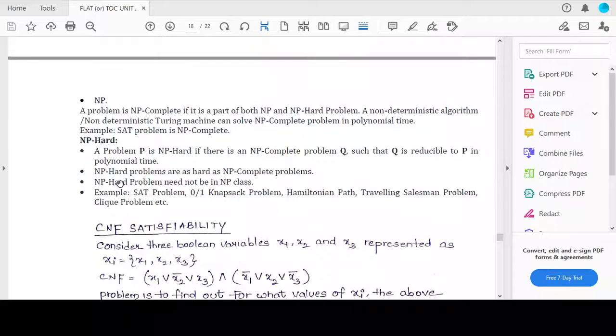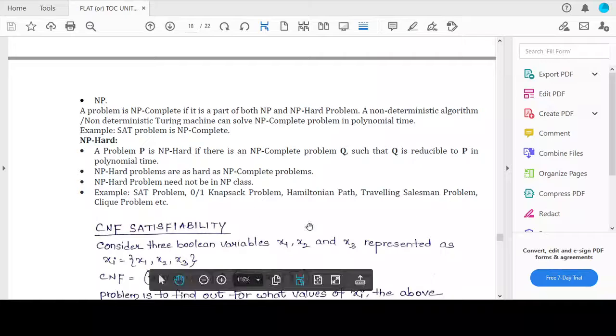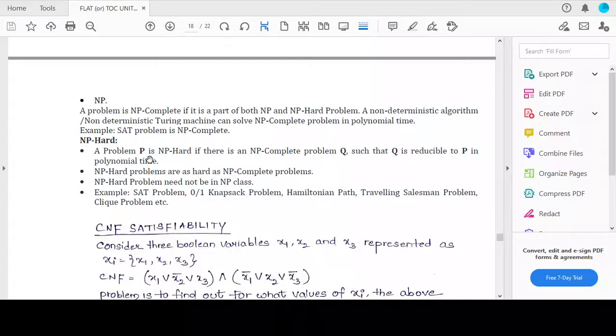Next, we could also define an NP hard problem by considering the NP complete property. Here you can see the definition. A problem P is NP hard if there is an NP complete problem Q. Here we are considering that P is an NP hard problem, and we have an NP complete problem Q. If problem Q is reducible to P in polynomial time, then we could say that P is an NP hard problem. So the meaning is that if you have an algorithm for the NP hard problem, that algorithm can be used for solving the problem that is in the NP class.